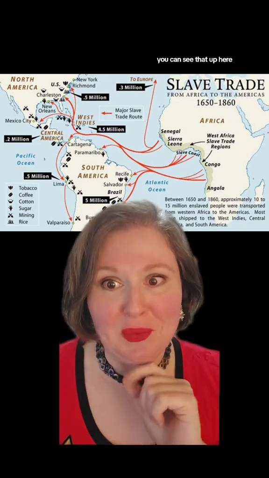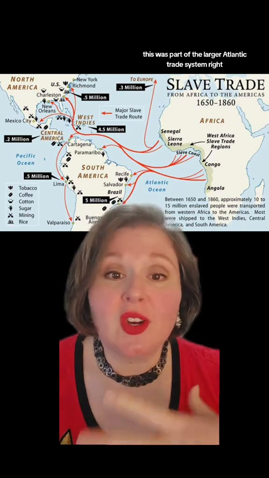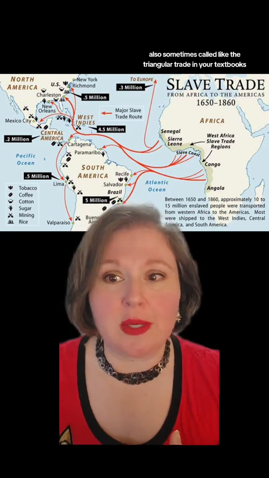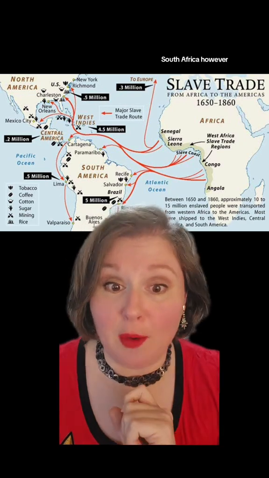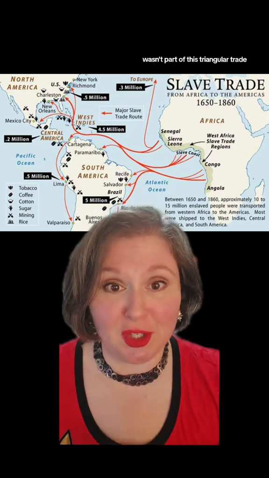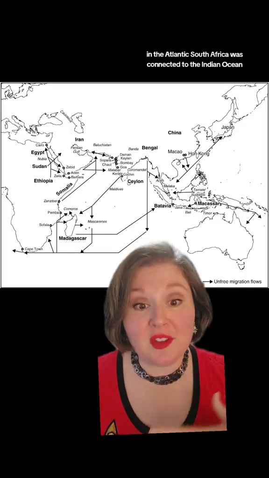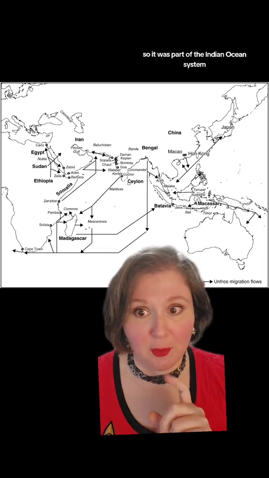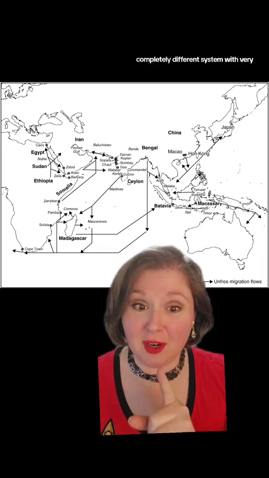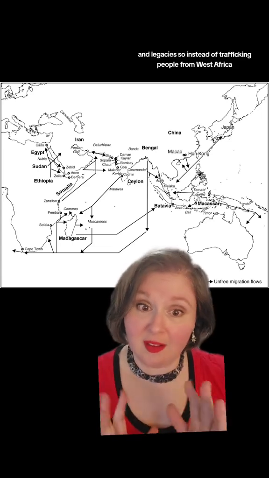You can see that up here. This was part of the larger Atlantic trade system, right? Also sometimes called like the triangular trade in your textbooks. South Africa, however, wasn't part of this triangular trade in the Atlantic. South Africa was connected to the Indian Ocean, so it was part of the Indian Ocean system, a completely different system with very, very similar roots, causes, and legacies.